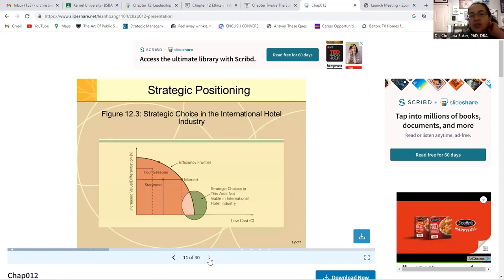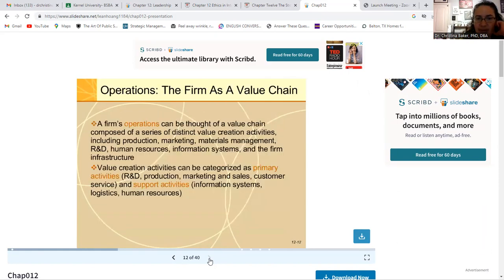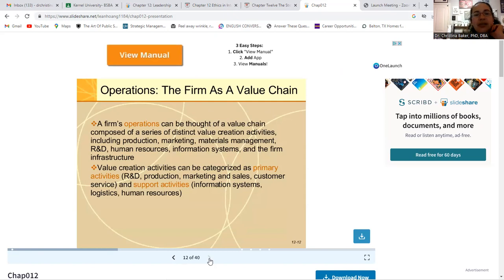Strategic choice in the international hotel industry. A firm's operations can be thought of as a value chain composed of a series of distinct value creation activities, including production, marketing, materials management, R&D, human resources, information systems, and firm infrastructure. Value creation activities can be categorized as primary activities: R&D, production, marketing, sales, and consumer service; and support activities: information systems, logistics, and human resources.